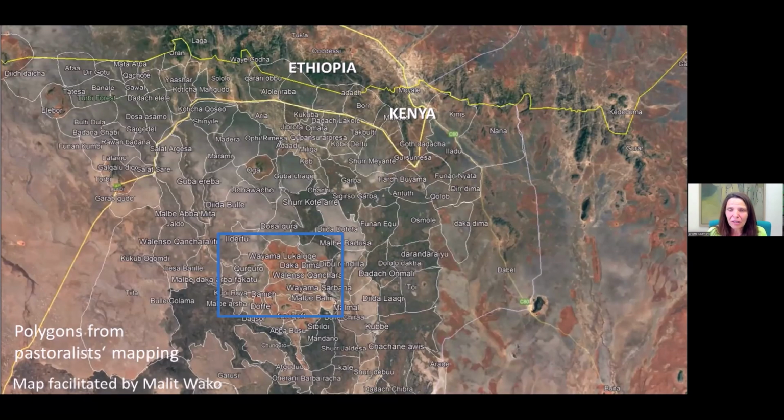Two of our PhD students, Malit Wako and Haron Alcala, have been doing mapping with the pastoralists, and here you see the outcome of it in the northern part of Marsabit County. All these are different grazing units that they differentiate, and they differentiate them because they have different properties. I want to give you an example so you can see more exactly what they take into account, and there I refer now to this blue square.